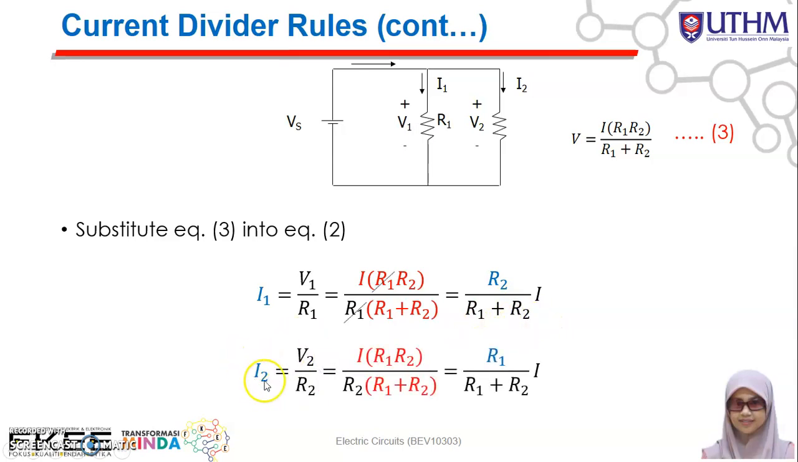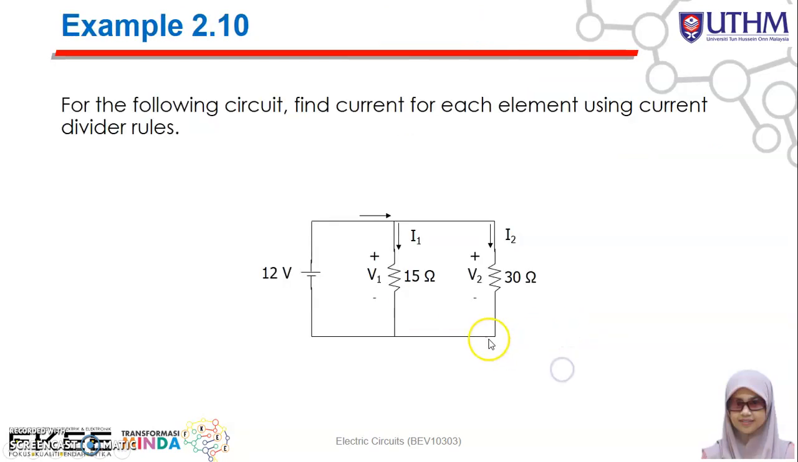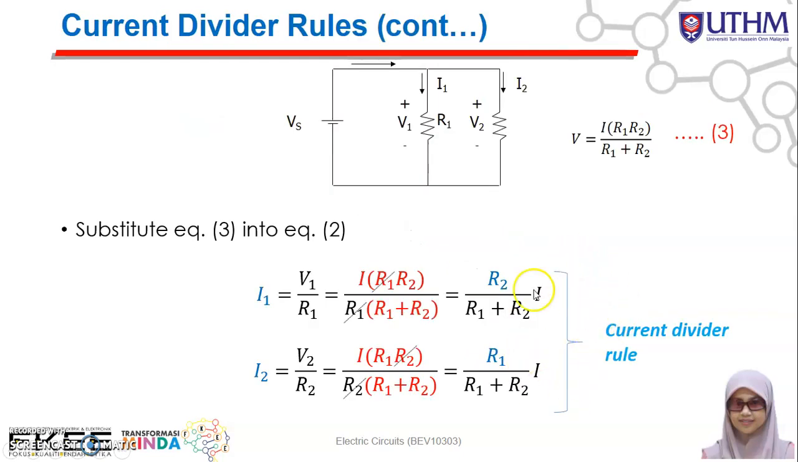Same goes for I2. I2 is equal to V2 over R2. So V2 is equal to V, and V is given by this. And then after that, I can cancel the value of R2 and R2. So finally, I have I R1 over R1 plus R2. Okay, so this is what we call the current divider rule.